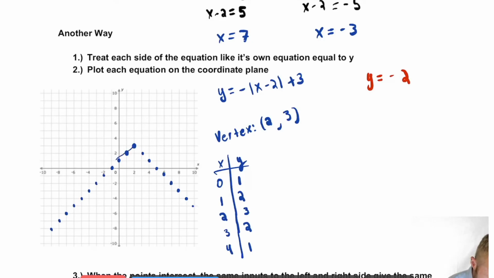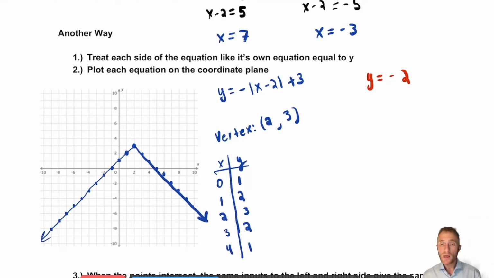I'm going to draw through all of these points here. That's not terrible. Missed a little bit there, but we'll adjust for it. Those are all of the solutions to y equals negative |x minus 2| plus 3. You pick any point on that graph, it's a solution.